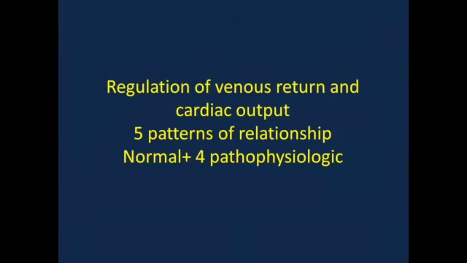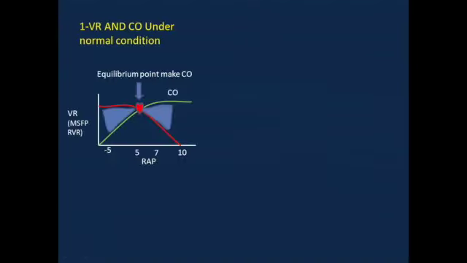Next, I will discuss regulation of venous return and cardiac output and the relationship between both. And I have 5 main patterns of relationship, 1 normal and 4 pathophysiologic patterns. The relationship between venous return and cardiac output.